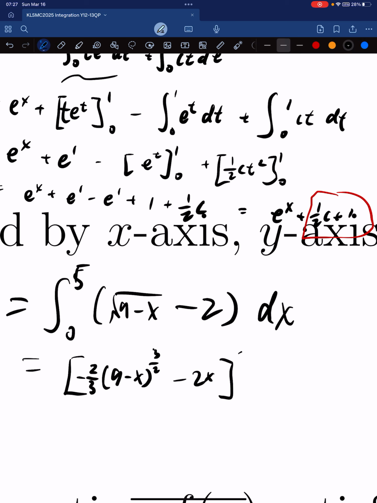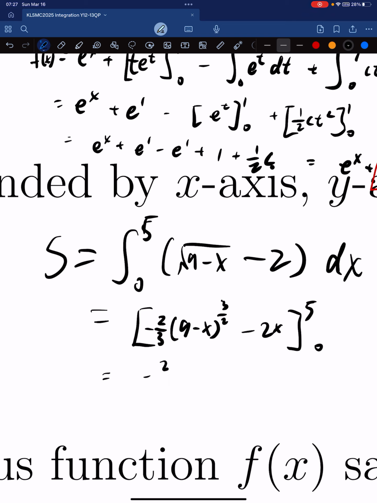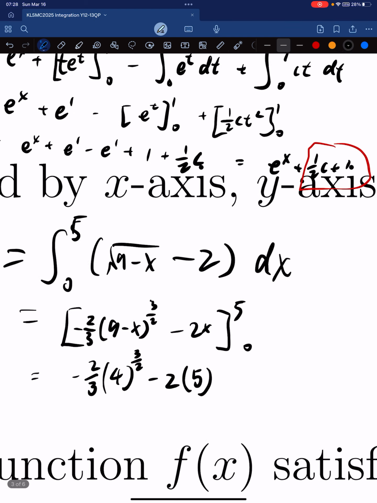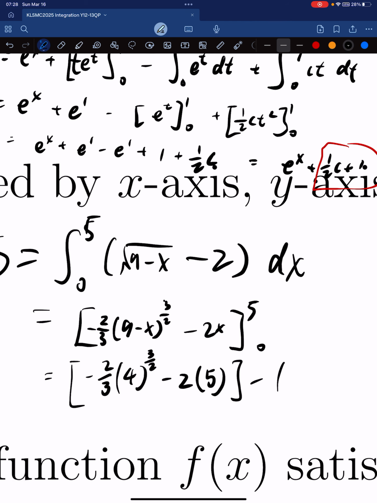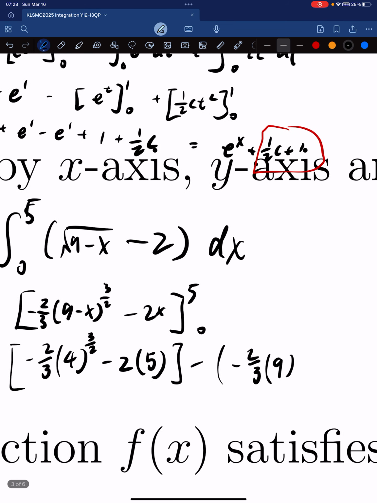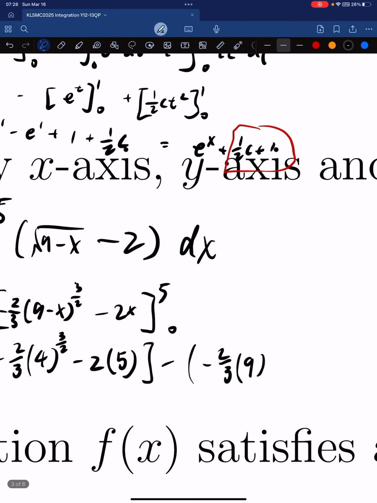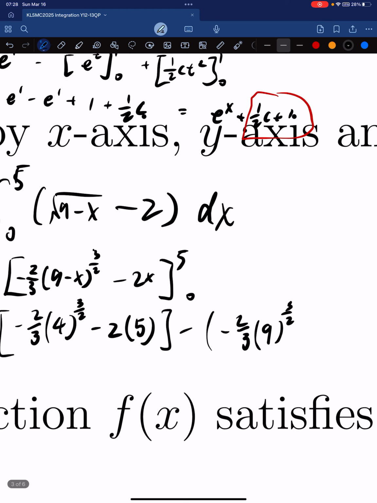So let's substitute our boundaries in. It will be equal to negative 2 over 3 times 9 minus 5, which is 4 to the power of 3 over 2, minus 2 times 5, minus negative 2 over 3 times 9, because we're substituting x equals 0, and this 2x term is just 0, but this negative 2 over 3 times 9 minus x to the power of 3 over 2 term is just, the x is 0, so it's just 9.